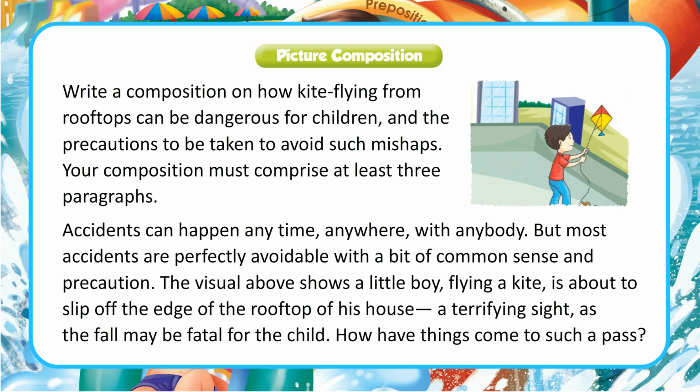Accidents can happen anytime, anywhere, with anybody. But most accidents are perfectly avoidable with a bit of common sense and precaution. The visual above shows a little boy, flying a kite, is about to slip off the edge of the rooftop of his house, a terrifying sight, as the fall may be fatal for the child. How have things come to such a pass?